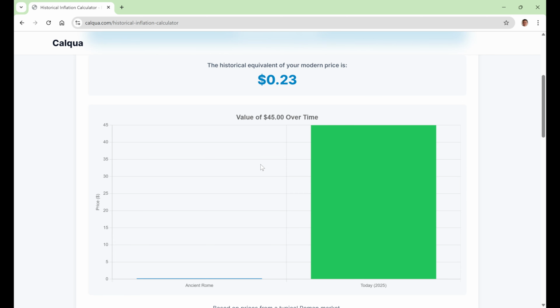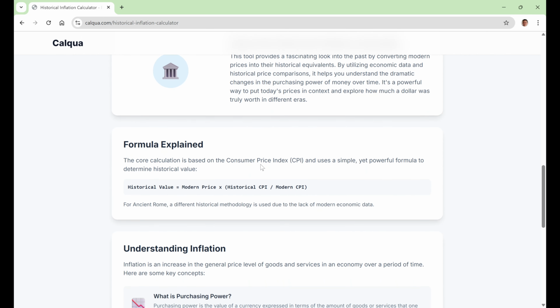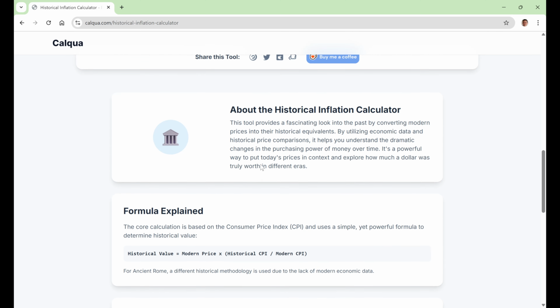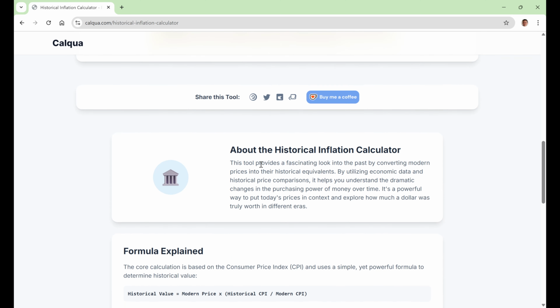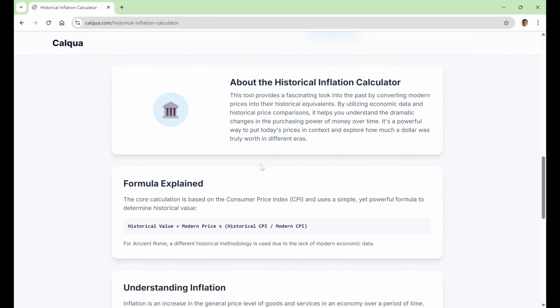This is a truly staggering difference and provides a fascinating glimpse into the purchasing power of money in a completely different civilization. Now, you may be wondering, how does this calculator perform these complex calculations? The secret lies in a concept known as the Consumer Price Index, or CPI. The CPI is a crucial economic indicator that measures the average change over time in the prices paid by urban consumers for a market basket of consumer goods and services.